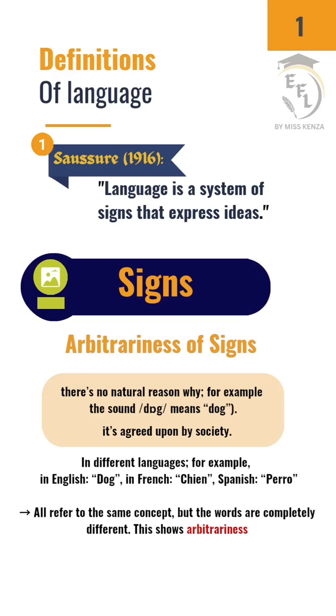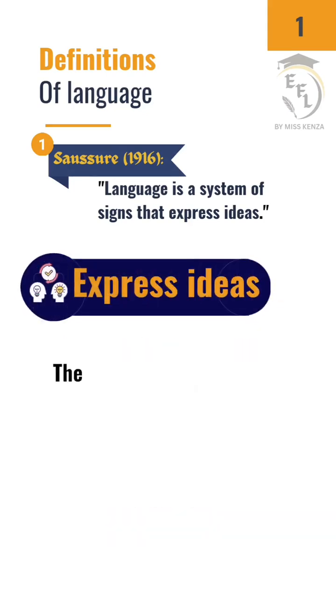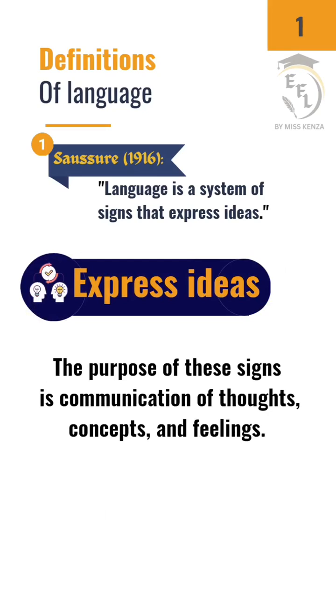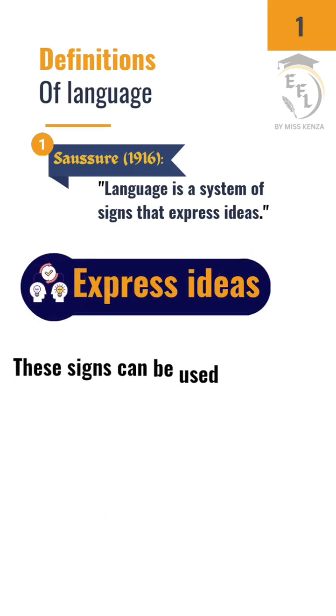Let me give you another example. Let's translate the word dog in different languages. For example, in French it is chien, and in Spanish it is perro. All of these words refer to the same concept, but the words are completely different. This shows arbitrariness. The purpose of these signs is communication of thoughts, concepts, and feelings.